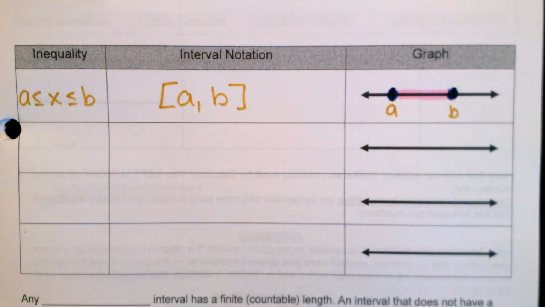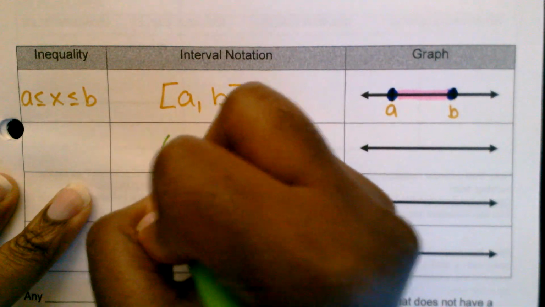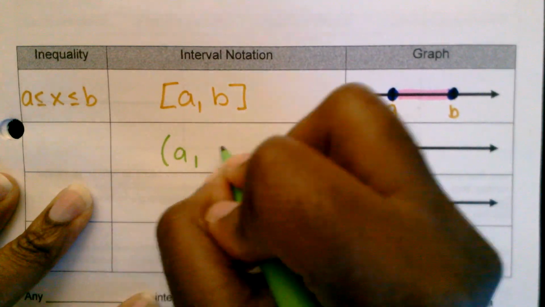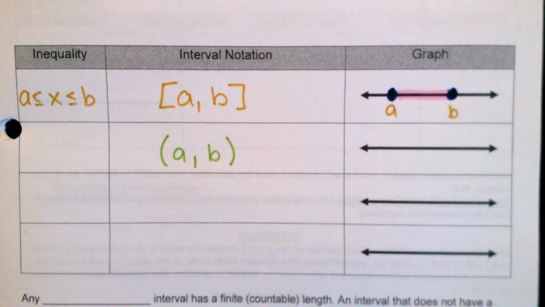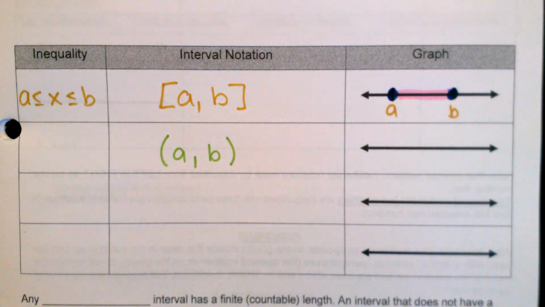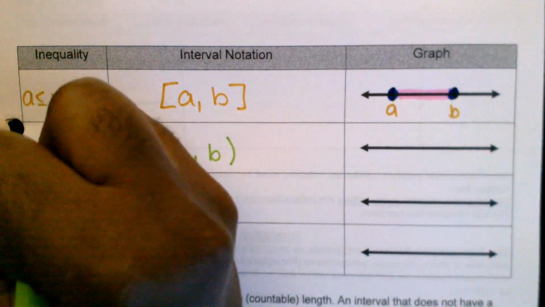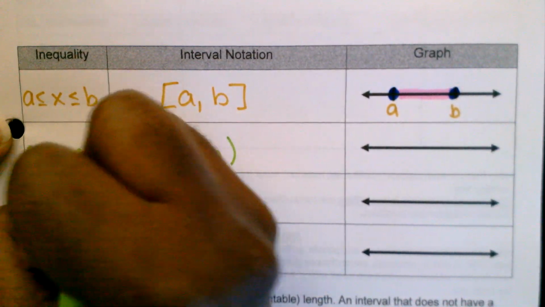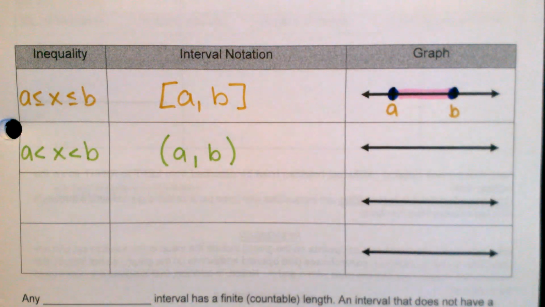Next, let's say I have an interval notation for open parenthesis A, B, close parenthesis. So that means for my inequality, A is less than X, less than B. So all of my X values are in between A and B. And A and B are not included.